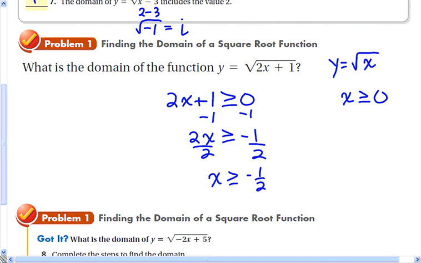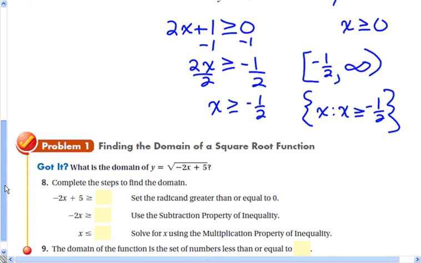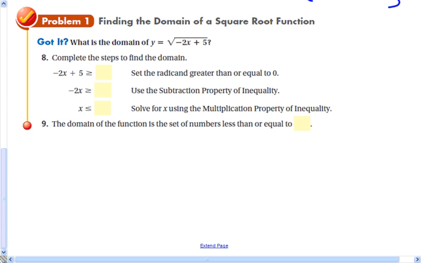So what we're saying here is this function will only have outputs for inputs that are greater than or equal to negative 1/2. And just as a quick reminder, I want to put that in interval notation. That would look like this. If I want to put that in set builder notation, that would look like this. All right, I'll let you try that. You can check back with your answers.